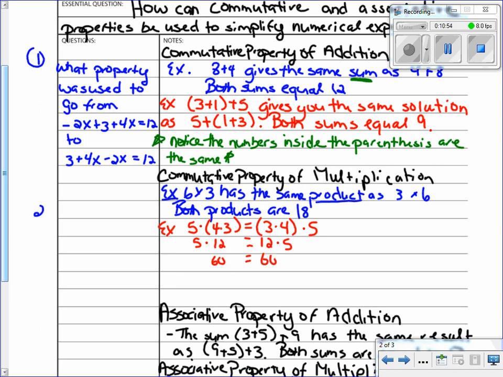Another question that you'll need to be able to answer is what property is illustrated? And they could give you an example. So this example is the quantity of 4x plus 3 plus 5 is equal to the quantity of 5 plus 4x plus 3. So you'll need to be able to answer questions 1 and 2 to be able to say that you successfully understand this topic.